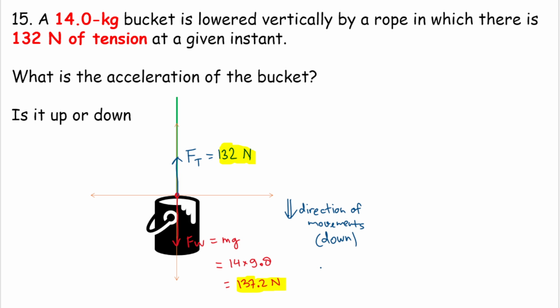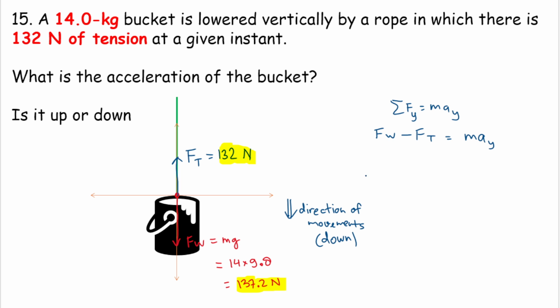Good. And then what is the acceleration of the bucket? Remember that sigma F is equal to the mass times acceleration. And here we only have forces in the y direction. So we will have sigma F in the y direction and the acceleration also in the y direction. Because the direction of movement is going down, I will use this direction as positive. So we will have Fw minus Ft, and that will equal the mass times acceleration.